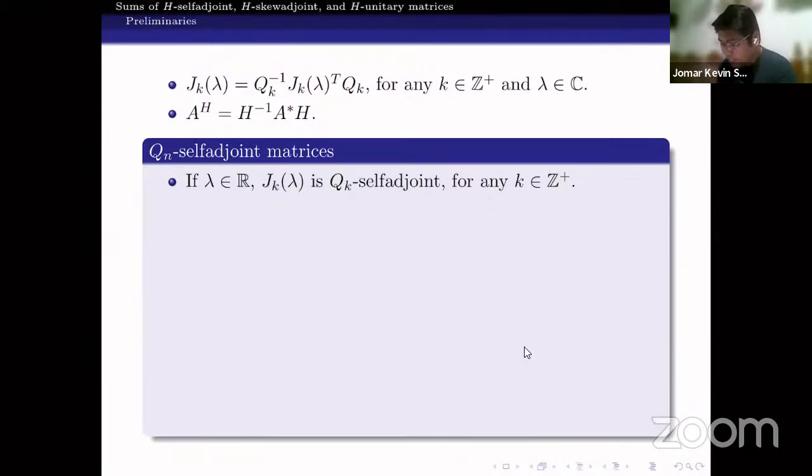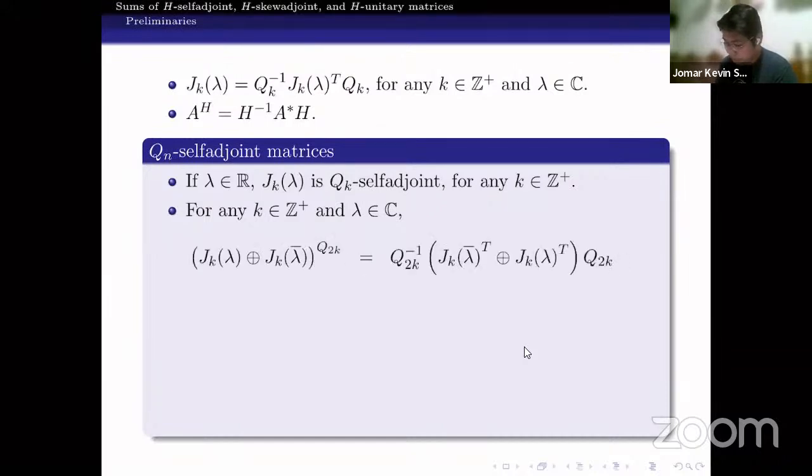Okay, so kung hindi real si lambda, hindi ito totoo, no? So next example, for any positive integer k and complex number lambda, compute natin ito, Jk of lambda plus Jk of lambda bar raised to Q sub 2k. So we use the definition. So this is equal to Q sub 2k inverse times the conjugate transpose of this matrix. So ito yon times another Q sub 2k.